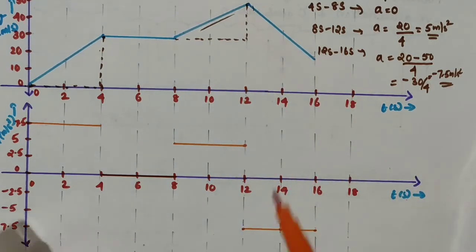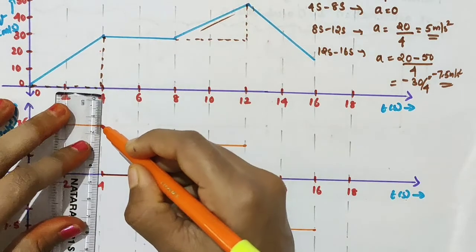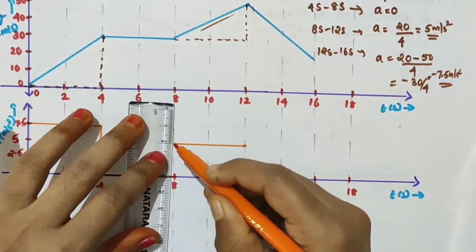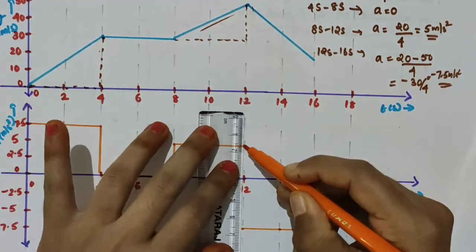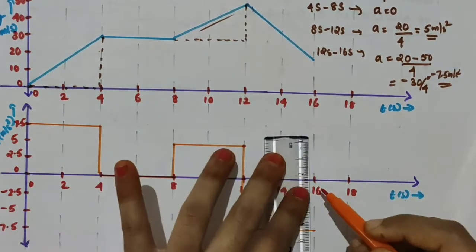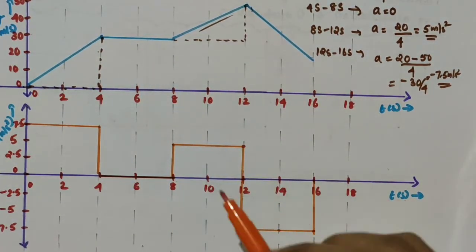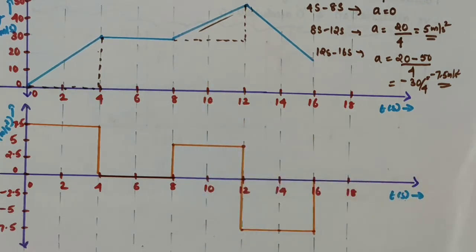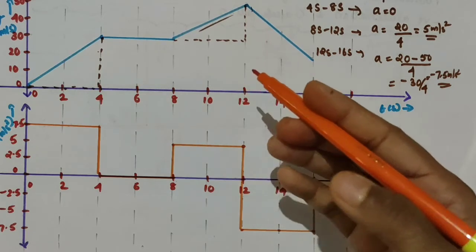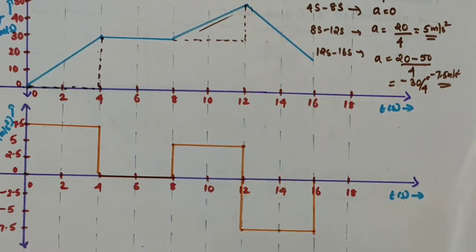Now, if you want, you can join this. Okay, one is here. So you can join like this. So you will get the acceleration time graph corresponding to this given velocity time graph. I hope you understood how to convert the velocity time graph to the acceleration time graph. Thank you.